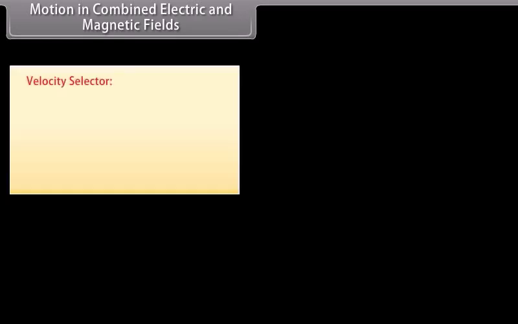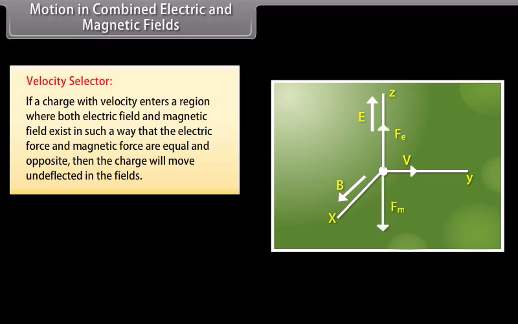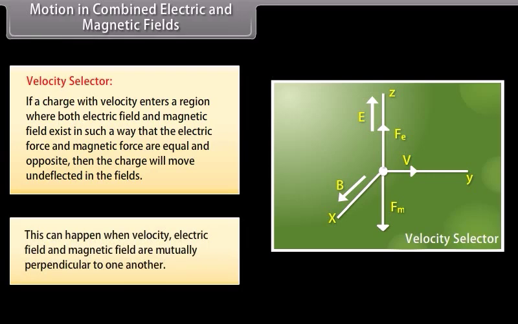Motion in combined electric and magnetic fields. Velocity selector. If a charge with velocity enters a region where both electric field and magnetic field exist in such a way that the electric force and magnetic force are equal and opposite, then the charge will move undeflected in the fields. This can happen when velocity, electric field and magnetic field are mutually perpendicular to one another.